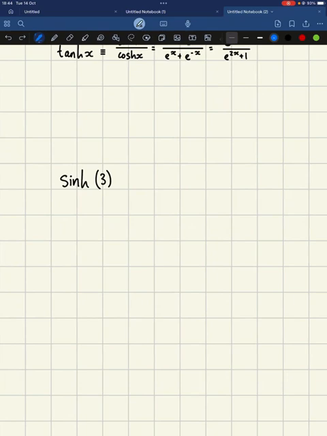Sinh of 3. Well, we know sinh is defined to be e to the x minus e to the minus x over 2. Well, in this case, x is 3. So what we're just going to get is e to the 3 minus e to the minus 3 all over 2. Well, just using a calculator, e to the 3 minus e to the minus 3 over 2 is 10.018 to 3 decimal places.